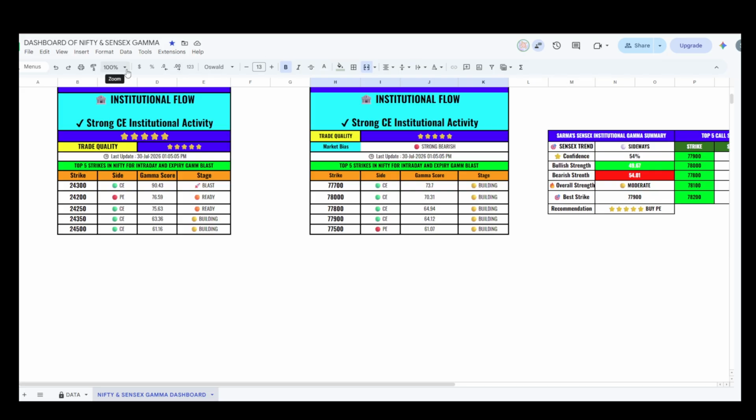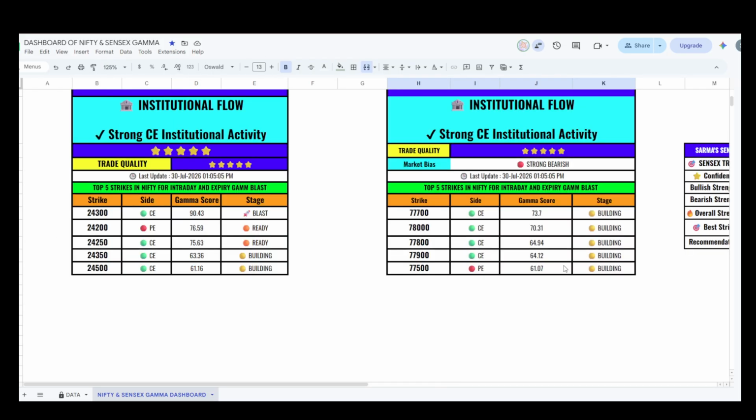You can see that I'll enlarge this for your convenience. I'll show you 77,700. The conviction gamma score means conviction. If conviction is high, then you can go for this. The 24,300 call option, conviction is high, you can go for this. Is the blast happened. So this way you can also use this.